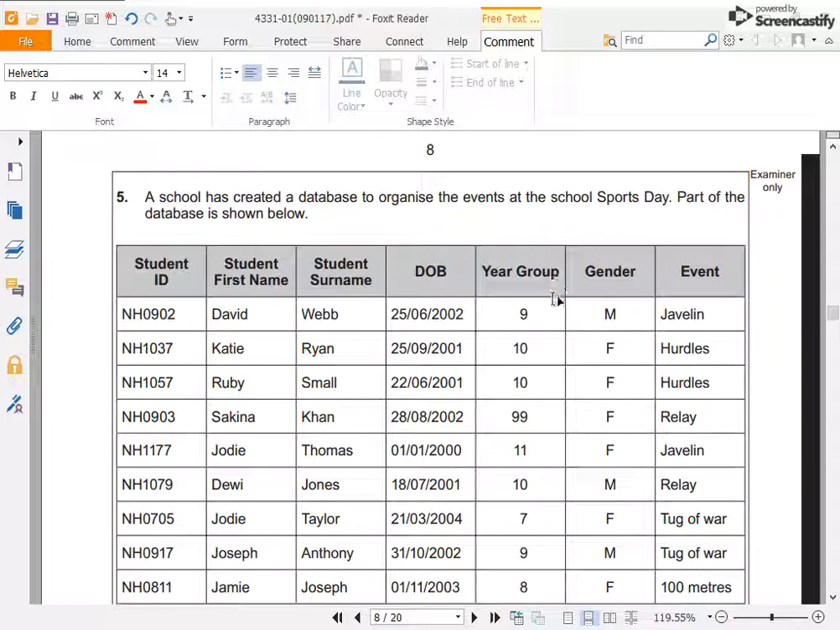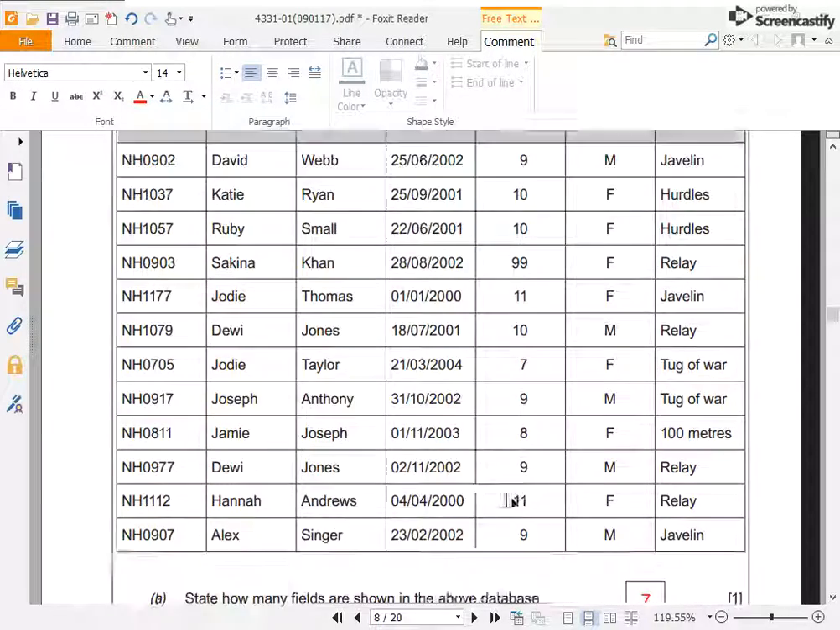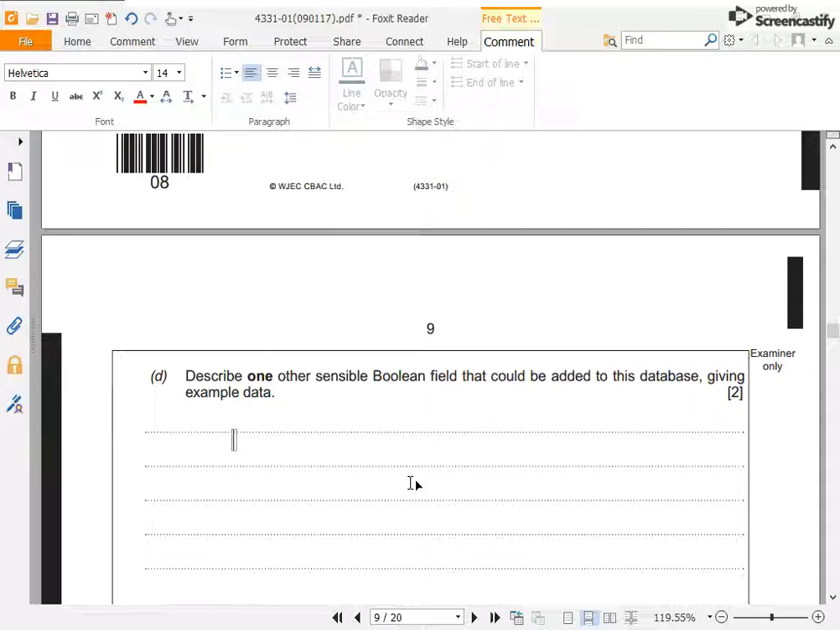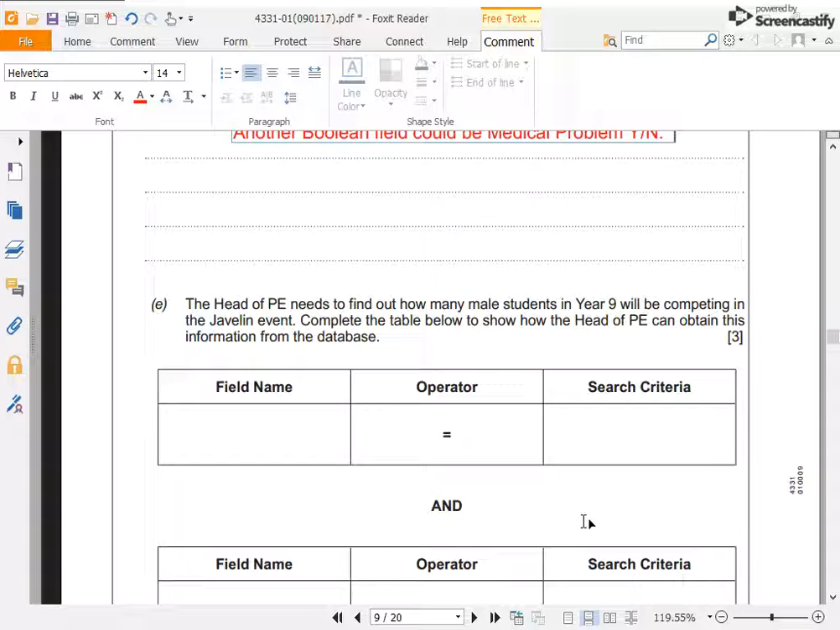So we have got people details. Okay, so we could have something like, I don't know, medical issue or plays the school team, yes, no. Another Boolean field would be medical, and then yes or no. So data type, and we've got the field, so that's 2 marks for that. Okay, on to the next one.